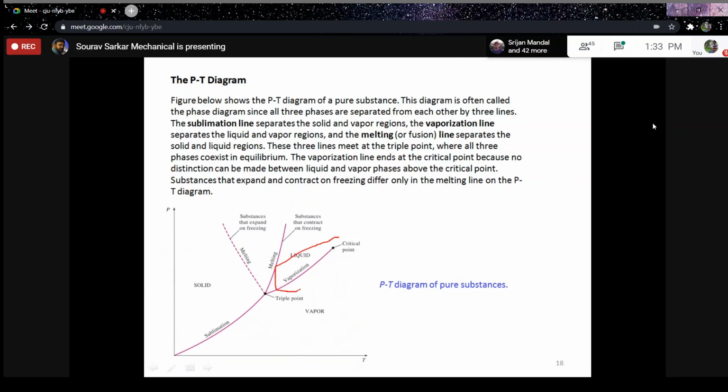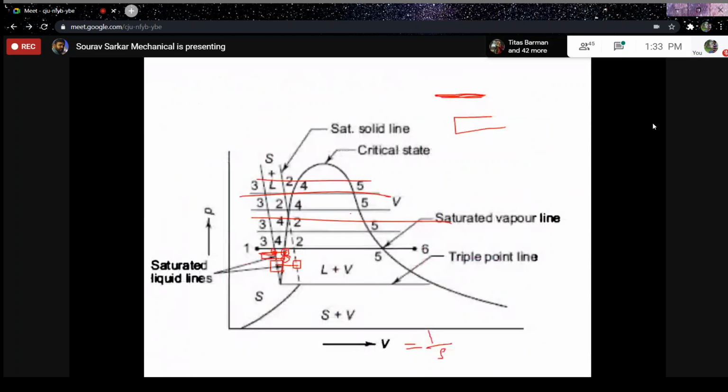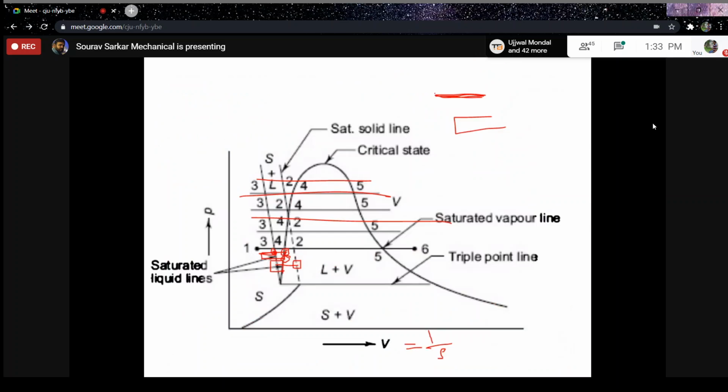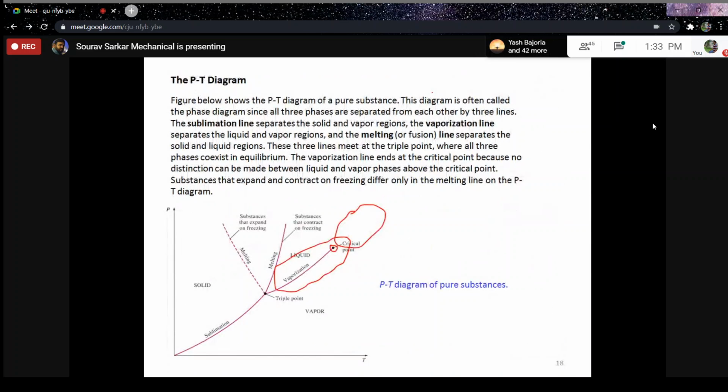So what we have done till now, we have understood this line. We have completely understood this line, but there is a point called the critical point. Above the critical point there is no vaporization, that we discussed in the previous class. If we go above that line, there is no vaporization procedure. So here the same thing is happening. Up to this point the vaporization is valid.